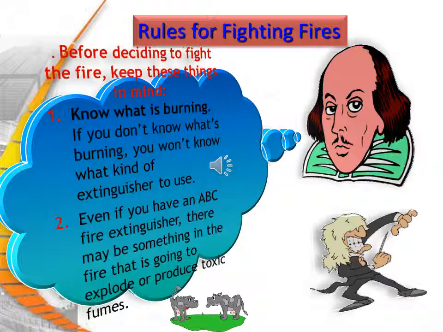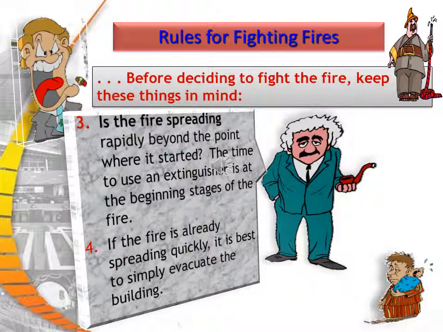Before deciding to fight the fire, keep in mind these things. Know what is burning. If you don't know what is burning, you won't know what kind of extinguisher to use. Even if you have an ABC fire extinguisher, there may be something in the fire that's going to explode or produce toxic fumes that could overwhelm you. As you evacuate a building, close the doors and windows behind you as you leave. This will help slow the spread of smoke and fire.